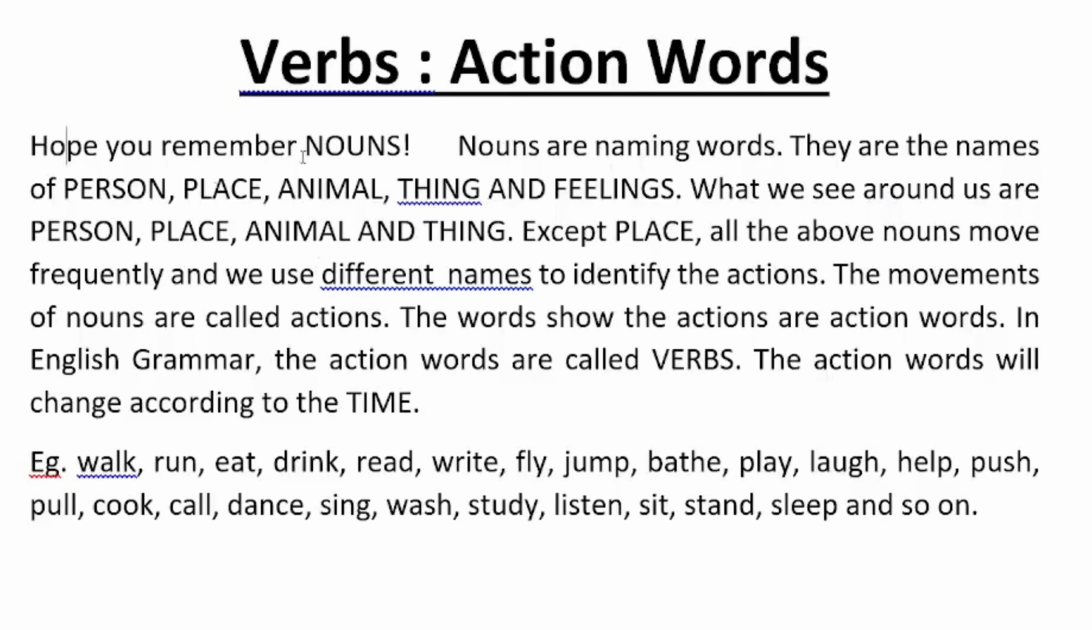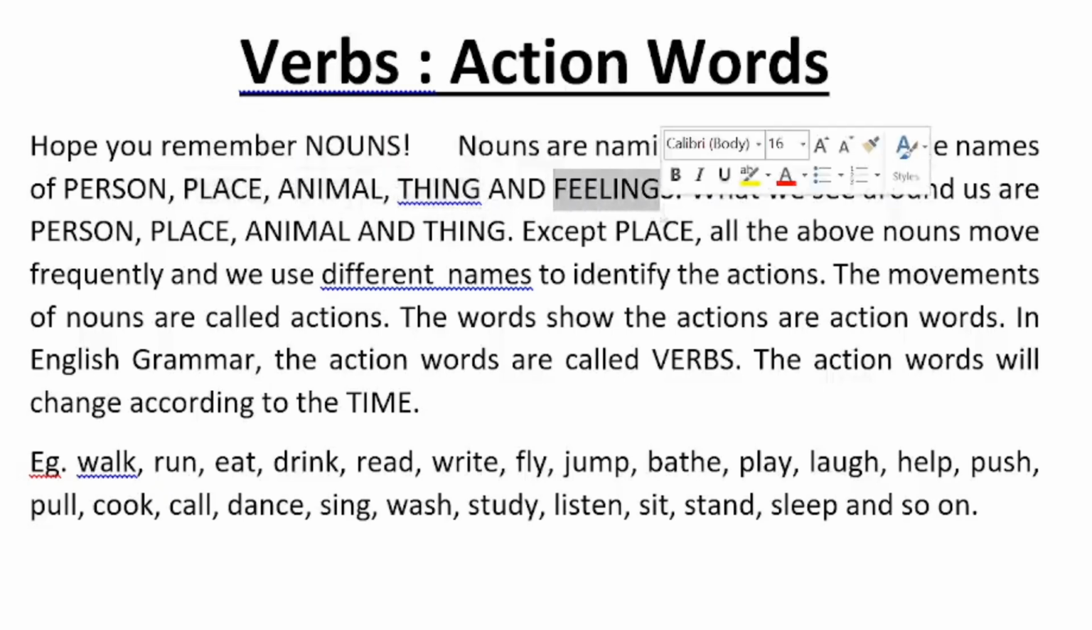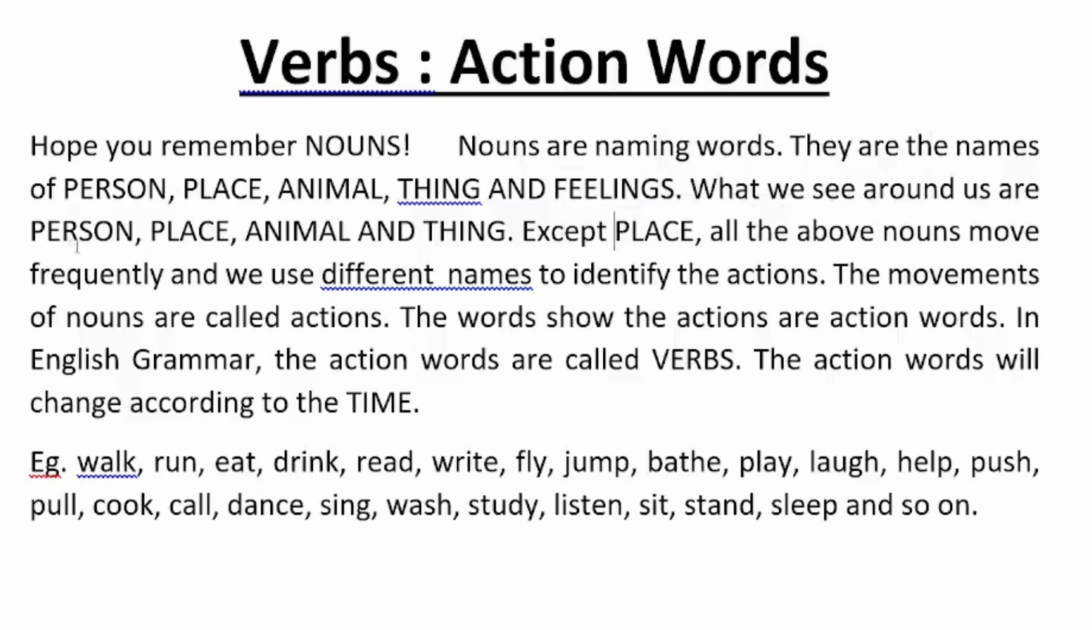They are the names of person, place, animal, thing, and one more thing, feelings. You will learn about feelings in the higher classes. Now, what we see around us are person, place, animal, and thing. Except place, all the above nouns move frequently and we use different names to identify the actions. When you observe any noun, especially person and animal, they will be moving frequently.